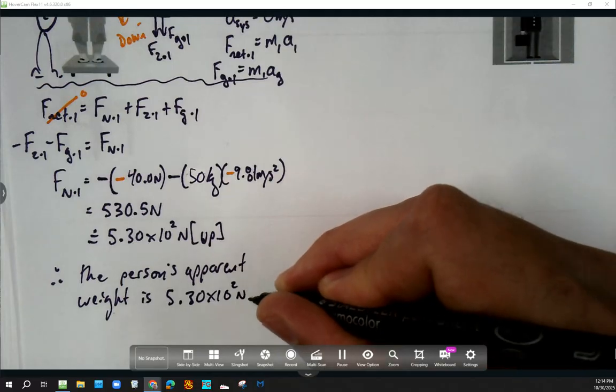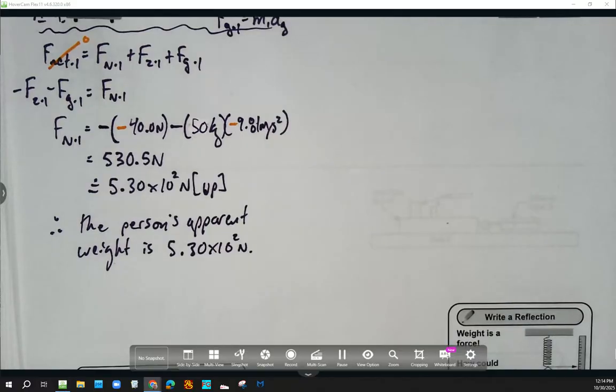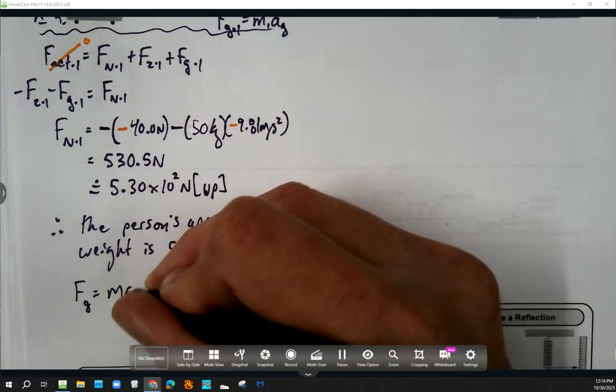Now keep in mind, that is not their actual weight. If I wanted to calculate the actual weight, I would calculate Fg equals mass times acceleration due to gravity. This is weight.